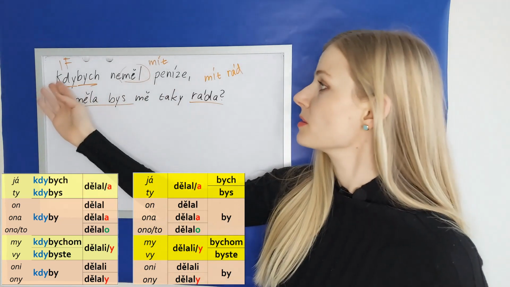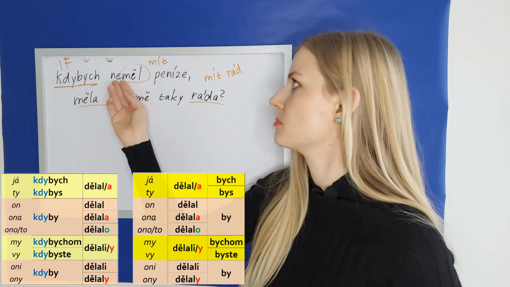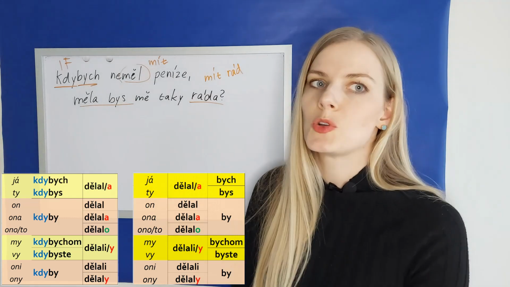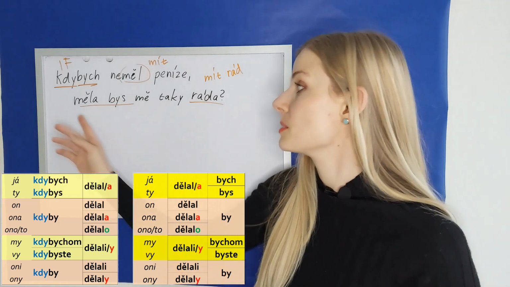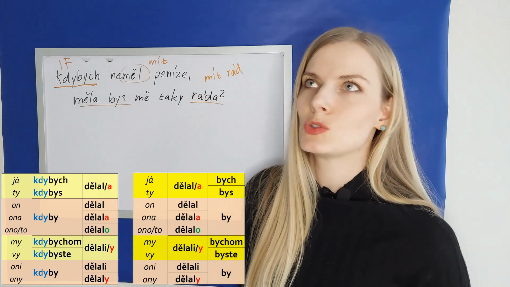So the first part with if is a compound word with kdy and bych, and the verb in past tense, and then the rest of the sentence. What follows the condition is in conditional, which is formed by the verb in past and the conditional auxiliary verb.